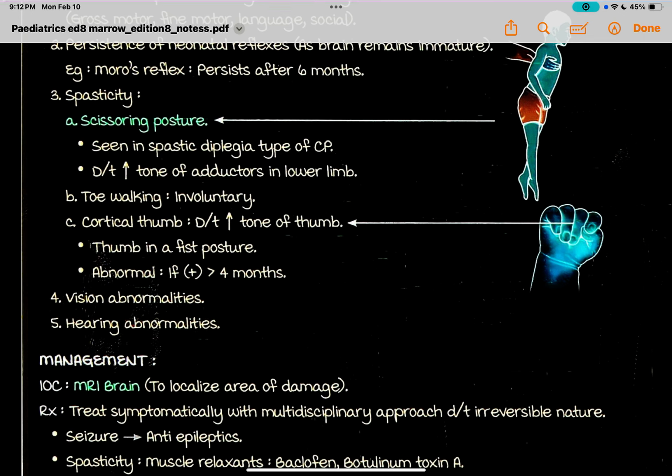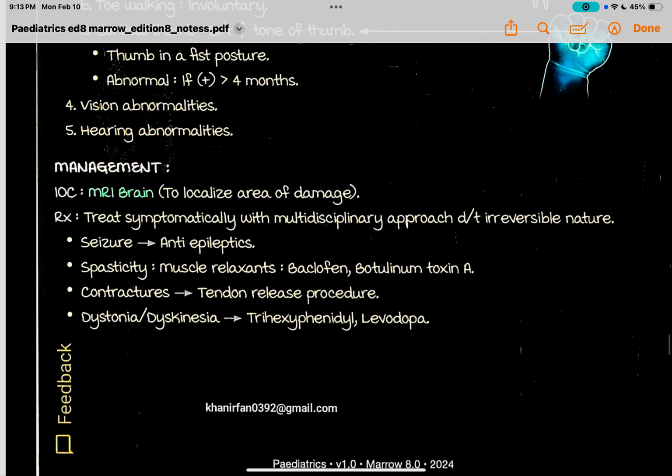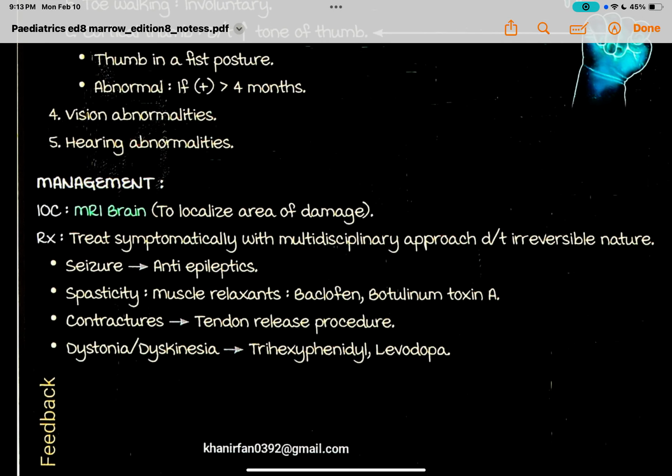increased tone of the thumb. Thumb is in a fist posture, abnormal if present more than 4 months. Vision abnormalities, hearing abnormalities. Management: investigation of choice, MRI brain to localize the area of damage.